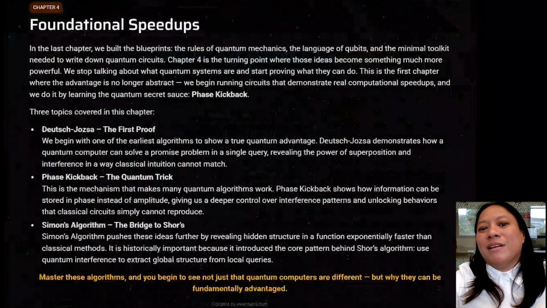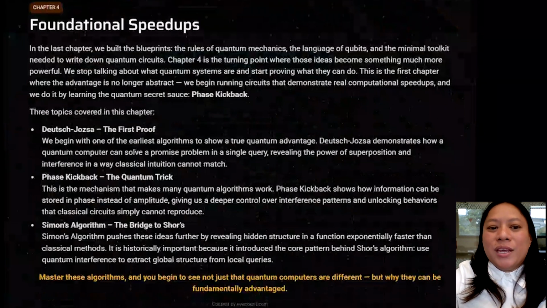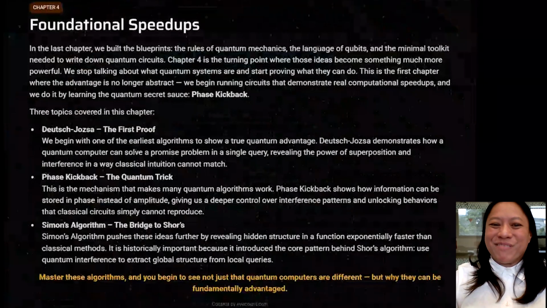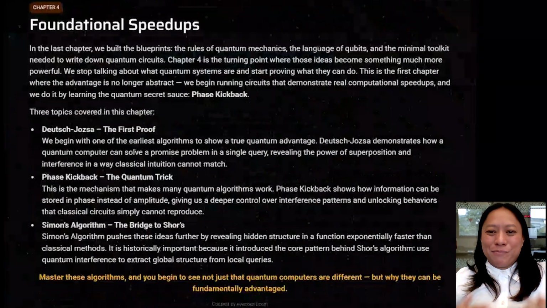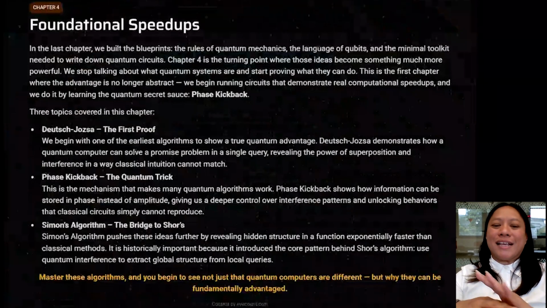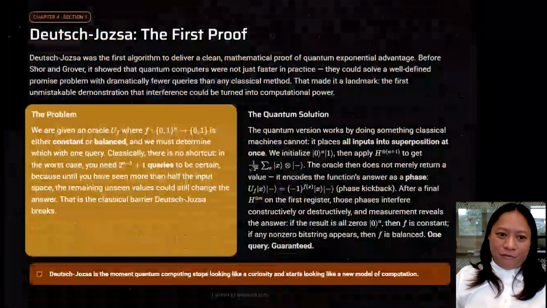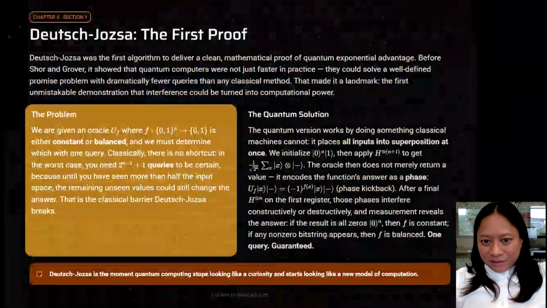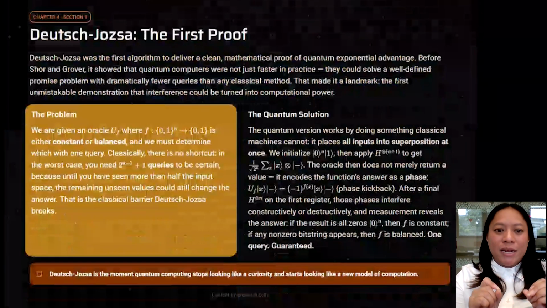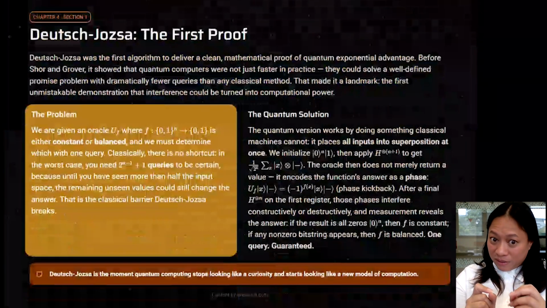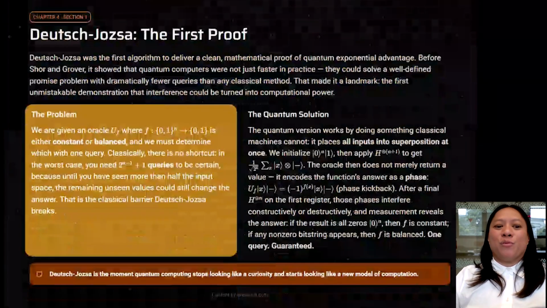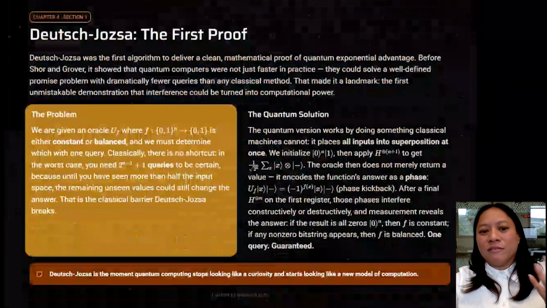So Deutsch-Jozsa, the first proof. We might mispronounce it, but this is the first time we mathematically proved the quantum computer could do something exponentially faster than a classical one. The problem is a simple binary: is a function constant or balanced? Classically, to be sure, we might have to check half the database. With quantum, one query, one shot. It's the first proof that we aren't just calculating, we are interfering our way to the answer.